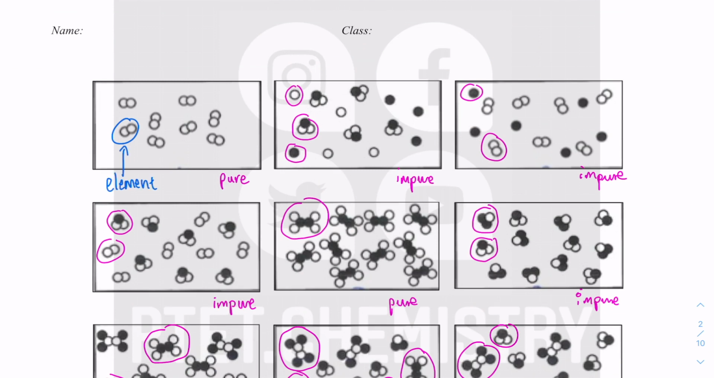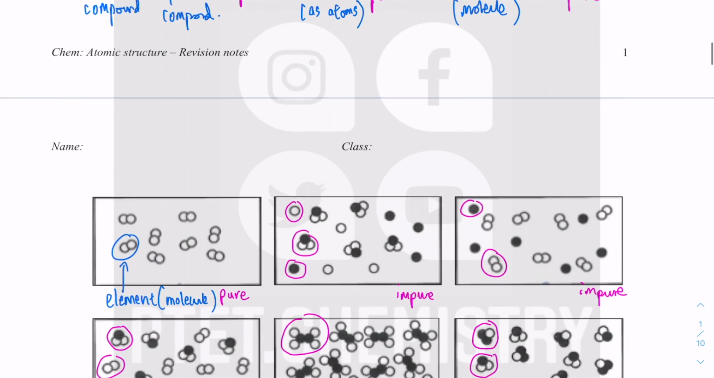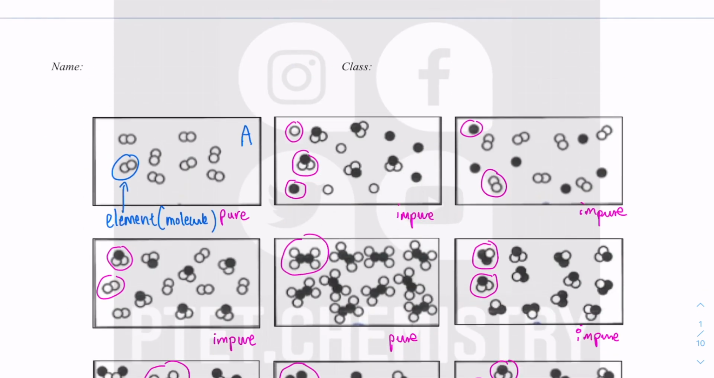So these are elements, because they only contain one kind of atom, but they are actually molecules. Remember, molecule is not the category that we talk about here. A molecule consists of two or more atoms combined together, but a compound consists of two or more elements chemically combined together. That's the difference. Elements contain only one kind of atom, so this is not a mixture, because it's pure. Elements can be atoms or elements can be molecules.